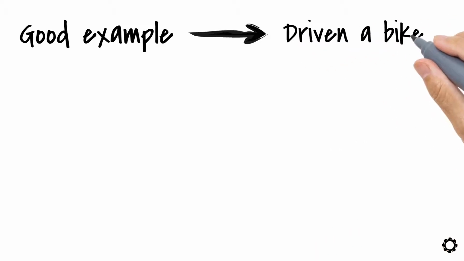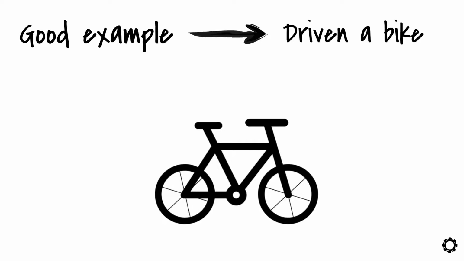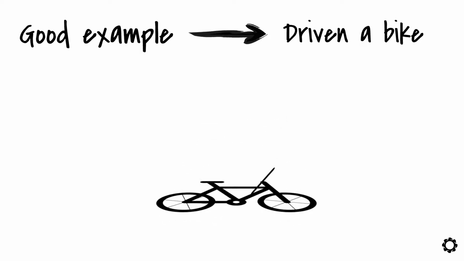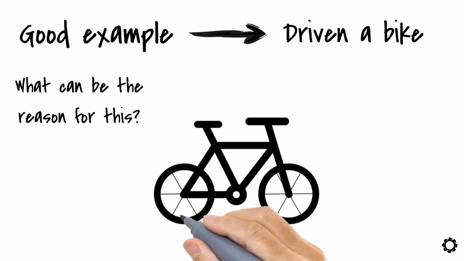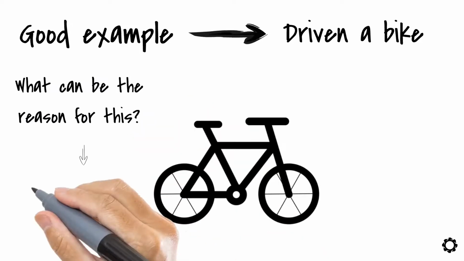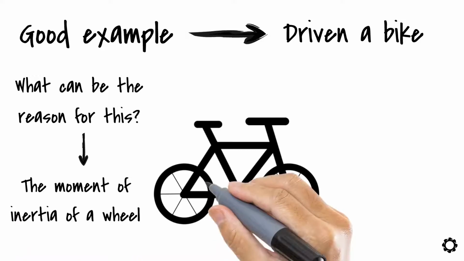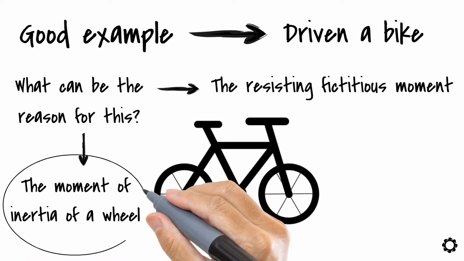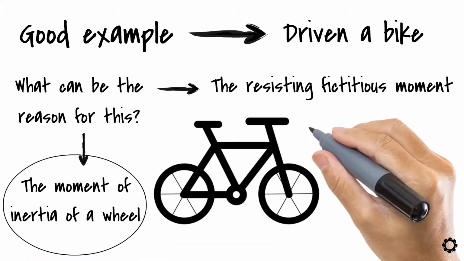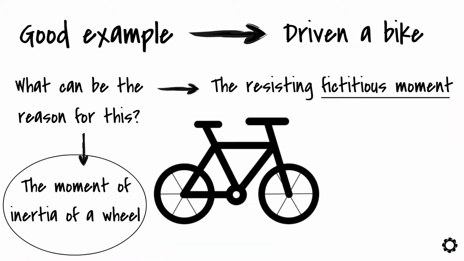One good example where you may have experienced the moment of inertia of an object is when you have driven a bike. You may know that when a bike wheel rotates slowly, then it easily tips over, but if a wheel rotates much faster, then it doesn't tip over that easily. What can be the reason for this? Yes, you guessed it right. It's the moment of inertia of a wheel, and more specifically, the resisting fictitious moment caused by the moment of inertia of a wheel. We can express this fictitious moment by using the following equation.